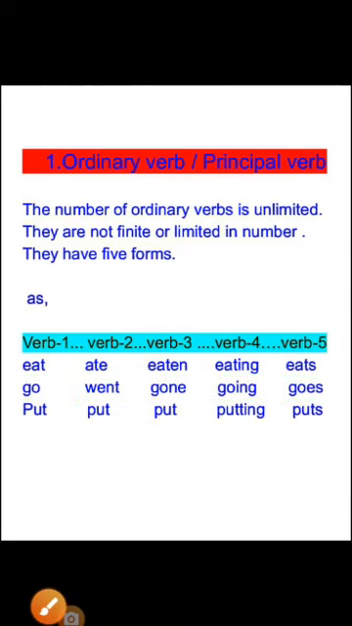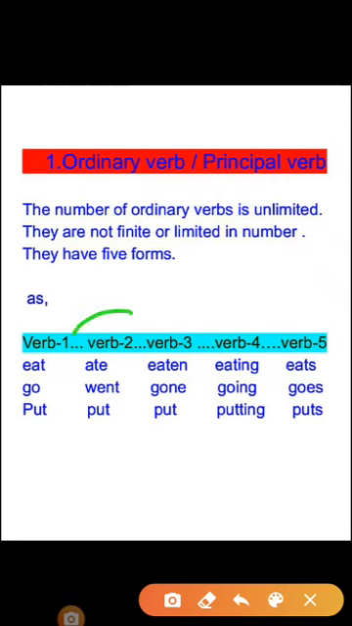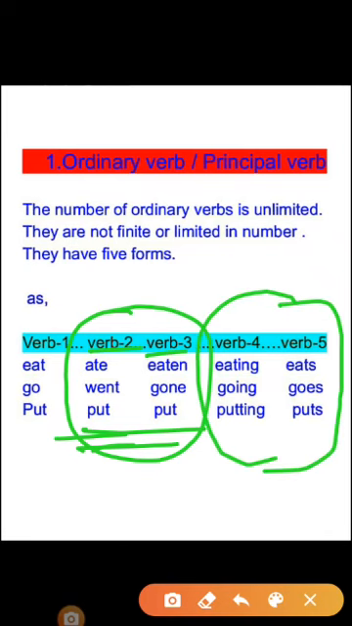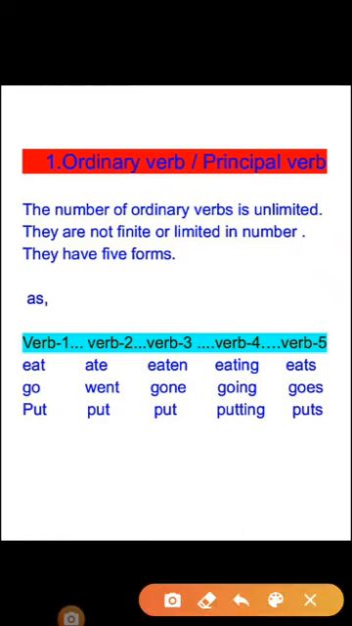So one thing it is very important to know is that for verb 2 and verb 3, you have to remember and memorize them from any grammar book, but for verb 4 and verb 5 you can make them yourself. How? See here, verb 4. What is verb 4? Verb 4 means main verb plus ing.